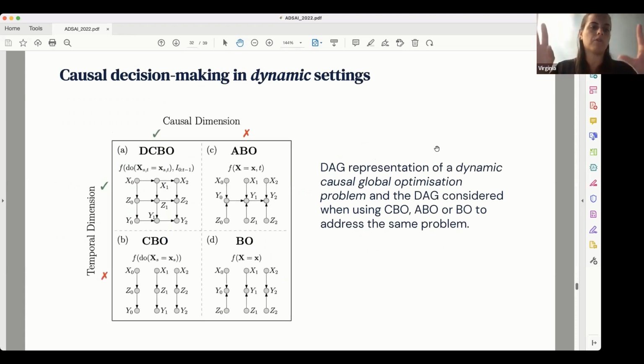So if we were to look at the high level at where all these algorithms fit, we might consider 2 different dimensions of these optimization algorithms. So we have the temporal dimension, we have the causal dimension. CBO allows us to capture the causal dimension, but it doesn't capture the temporal dimension. Bayesian optimization does not capture causal dimension nor temporal dimension, so it breaks every causal relationship and does not consider time. In the literature, we also have an algorithm called adaptive Bayesian optimization that considers time in the Y, but not in the inputs. And then dynamic causal Bayesian optimization considers both aspects. So it does consider the full causal graph that we've seen so far.